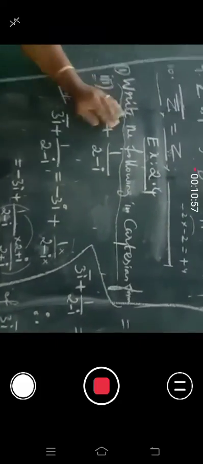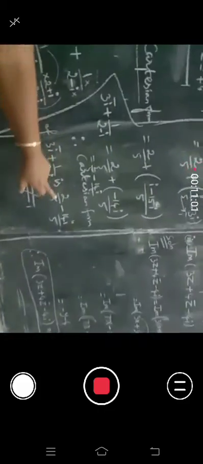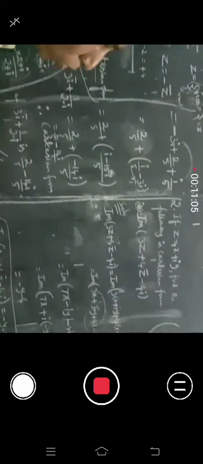That's all. Okay. See, first you have to write the conjugate and simplify this complex number, and you will get the Cartesian form of the complex number. Okay. Next, the second problem.